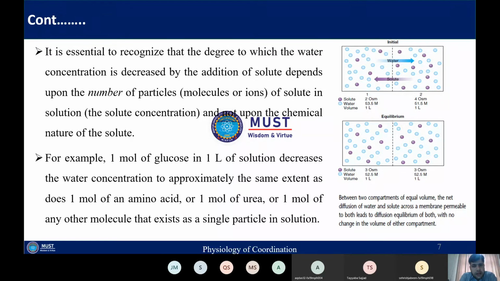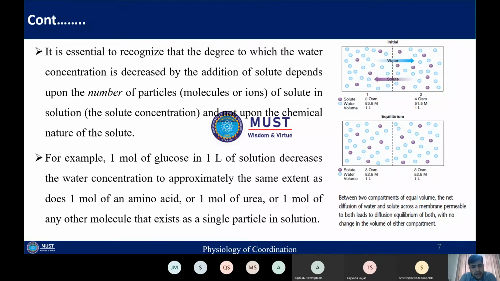The first important factor is that it is dependent upon the number of particles, molecules or ions of solute in solution. It means if we add a huge number of solute, the concentration of the water will be decreased to a larger extent, on a larger scale. But if we add a few molecules of the solute, there will be a minute decrease in the water concentration. So the first important thing is the number of solute molecules which are added, whether they are ions or molecules, in the water.